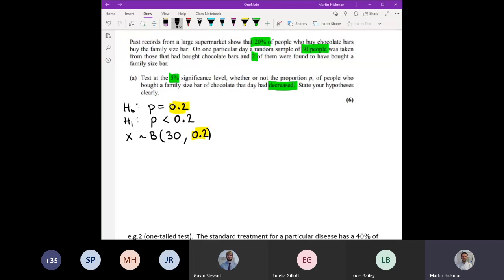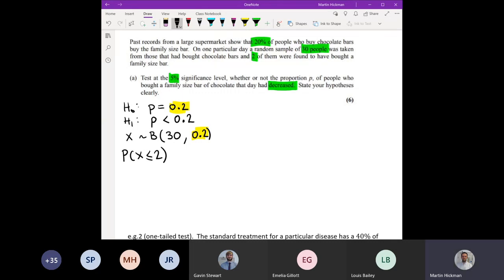We are looking at 2 of them buying the family size bar. So we don't just work out the probability of exactly 2. We have to work out the probability of 2 or less, because if we're rejecting it for 2, we're definitely rejecting it for 1 and 0 as well. So we need to write down the probability that x is less than or equal to 2.